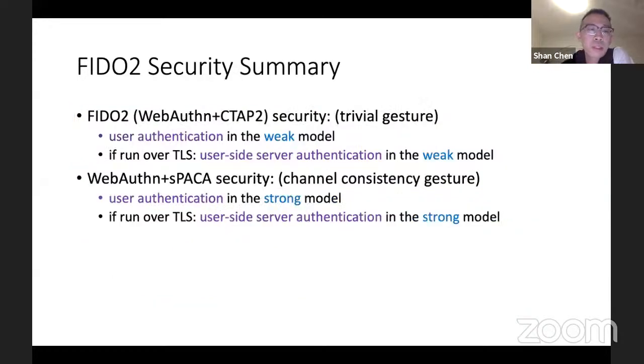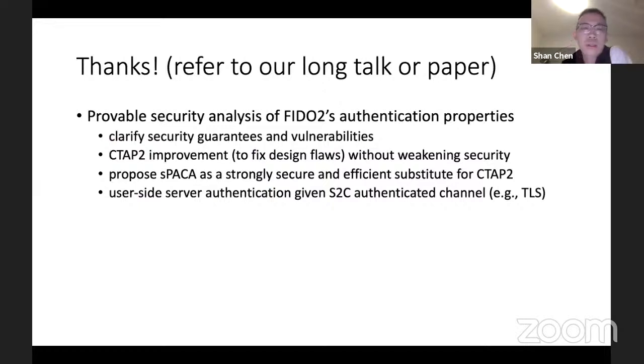To summarize our security results, we basically show that FIDO2, the current standard, enjoys mutual authentication security, but in the weak sense, and if we use our stronger S-PACAL protocol to replace their CTAP2 component, we can get strong security. Okay, so thanks for listening. Please refer to our longer talk and our paper for more details. For example, there we also show that we improve the current CTAP2 standard and fix some design flaws without weakening security. Thank you.